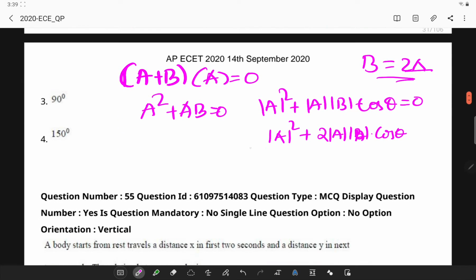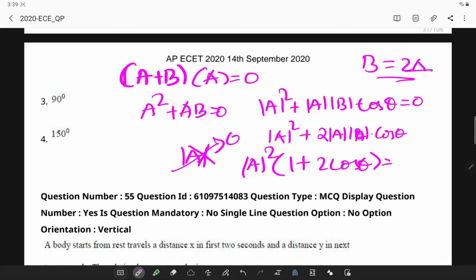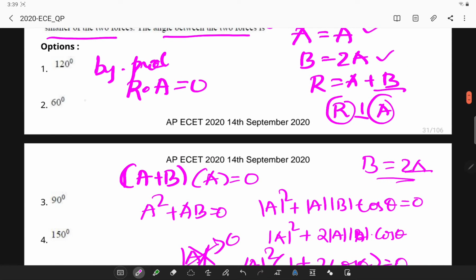Since the magnitude of a vector cannot be equal to 0, if I take mod A whole square common, I will have 1 plus 2 cos theta is equal to 0, because mod A square is not equal to 0. So cos theta is equal to minus 1 by 2, or theta is equal to 120 degrees.